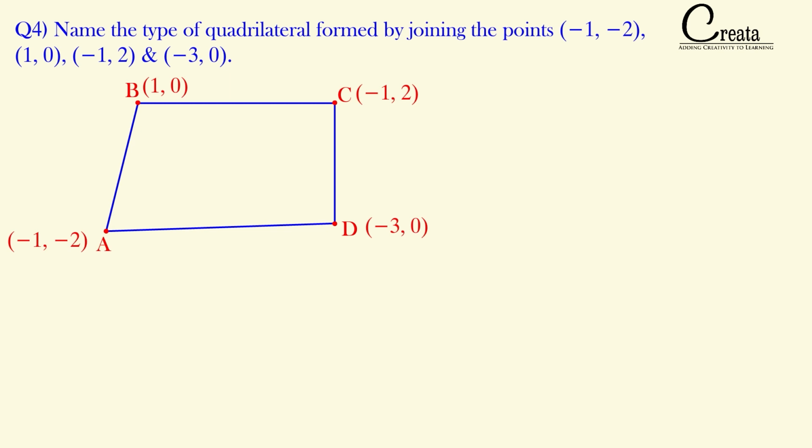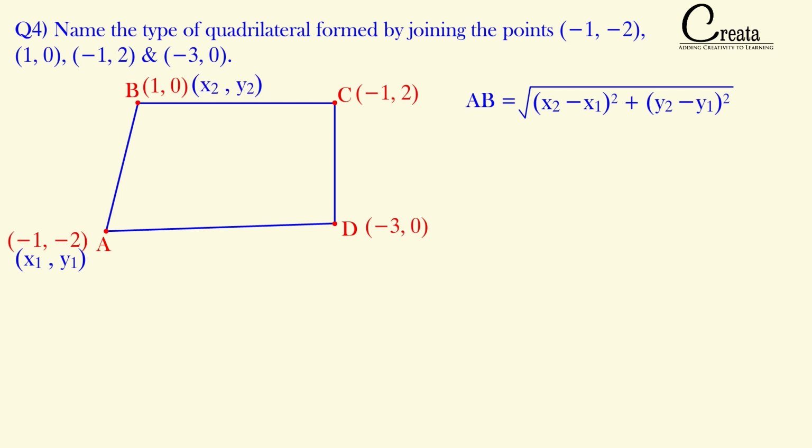So what approach we will use? We will find the length of the side of this quadrilateral. Okay, then we will decide what is the type of this quadrilateral. So let's approach this question. We know all the 4 coordinates of this quadrilateral. By applying the distance formula, we can calculate the side AB, BC, CD and DA. So let's apply the distance formula and let's find the side AB. Here let's assume A as x1, y1 and B as x2, y2. Let's put the value and let's solve it.